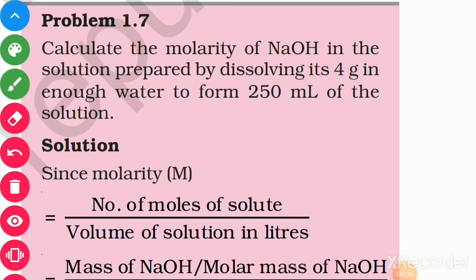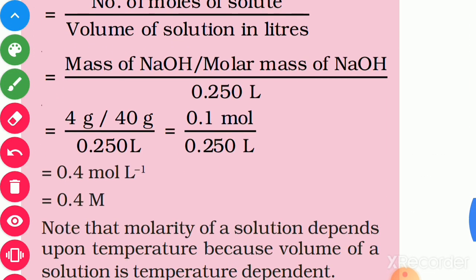Now, problem 1.7 of NCERT. Calculate the molarity of NaOH in the solution prepared by dissolving its 4 gram in enough water to form 250 ml of the solution. Since molarity capital M equal to number of moles of solute by volume of solution in liter, mass of NaOH by molar mass of NaOH by 0.25 liter equal to 4 by 40 by 0.25 liter equal to 0.1 by 0.25 equal to 0.4 mole per liter equal to 0.4 molar.